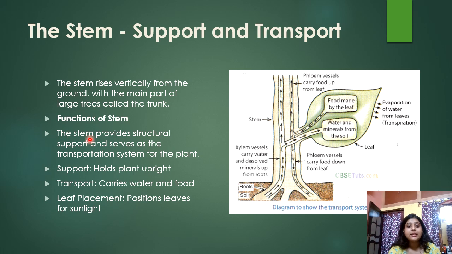The stem provides structural support and serves as the transportation system for the plant. The stem holds the plant upright to the soil. The stem carries water and food, and also the stem carries so many leaves and branches.